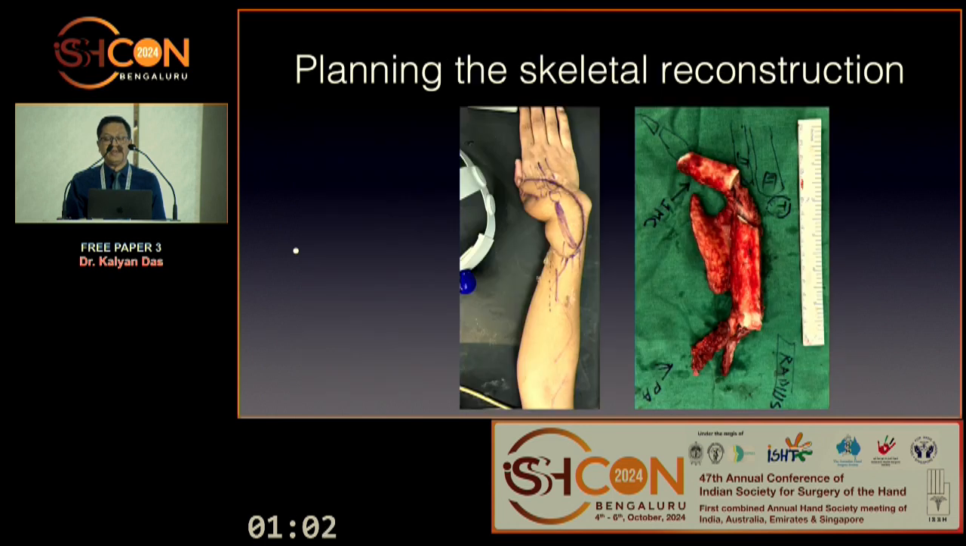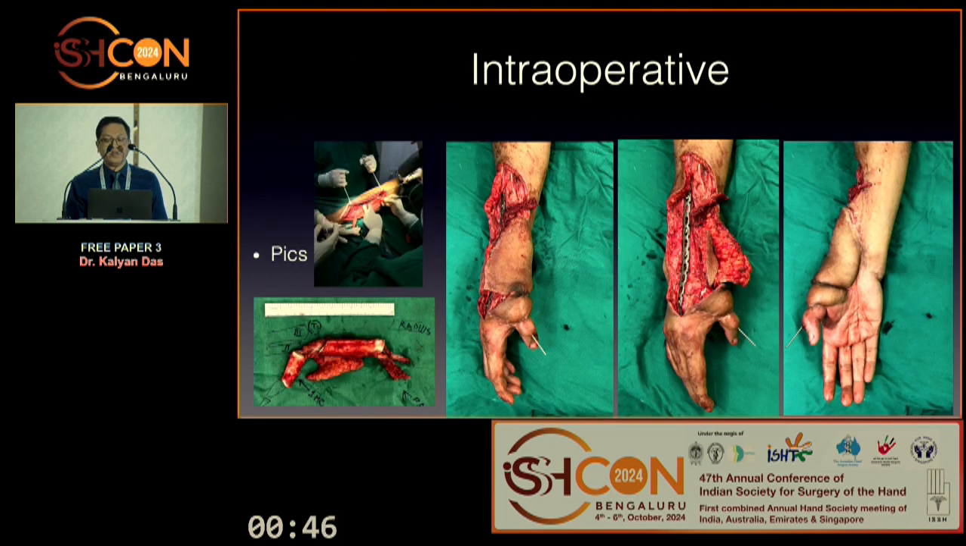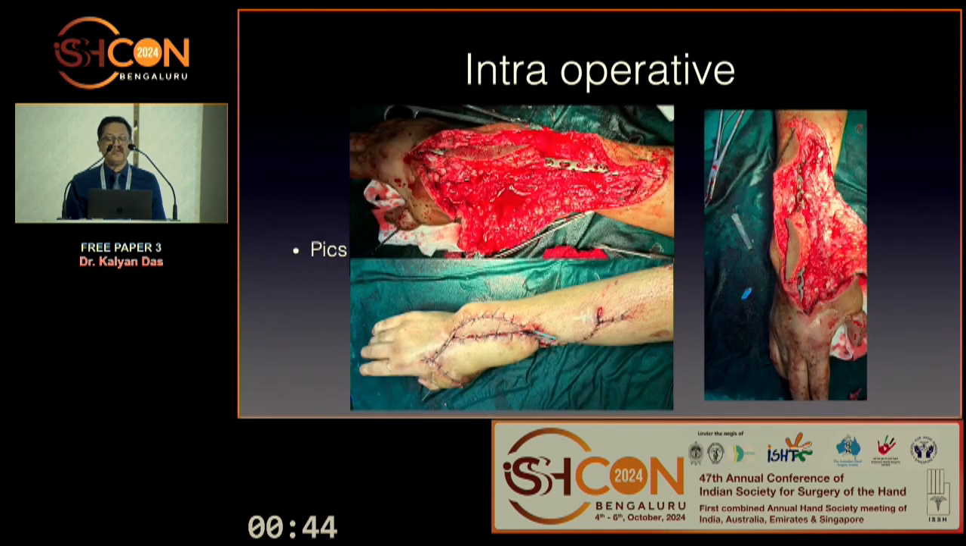with severe radial deviation. We planned a skeletal reconstruction by osteocutaneous free fibula with 2 segments, one osteotomy, of 4.5 and 2.5 centimeters each, fixation with a low-profile compression DCP, and K-wires for thumb flexion. These are the intraoperative views.